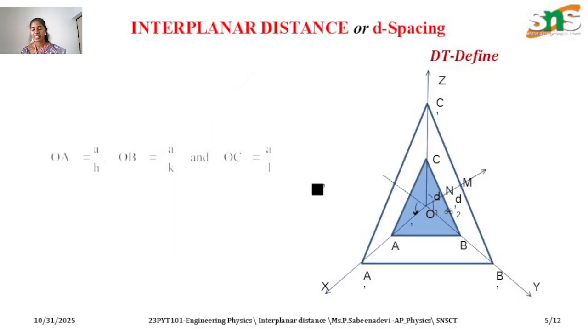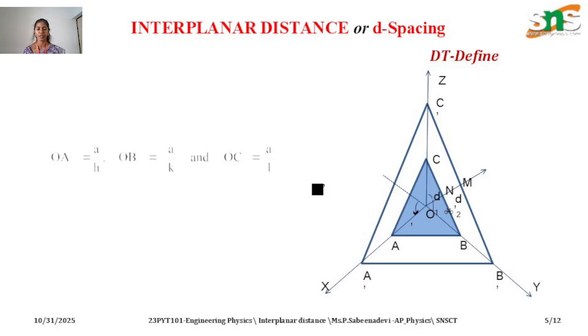Now, interplanar spacing or d-spacing. Let us consider a plane ABC with three axes X, Y and Z. The intercepts are OA, OB and OC. The intercept OA is equal to a/h, OB is equal to a/k, and OC is equal to a/l. These are the intercept values, and the intercepts are reciprocal to the Miller indices. Here a is the side of the cube.